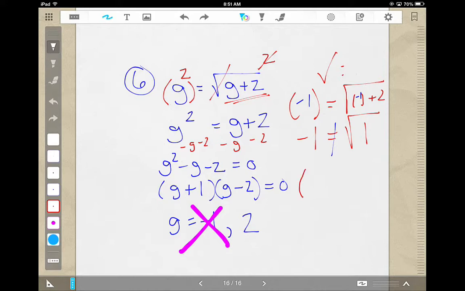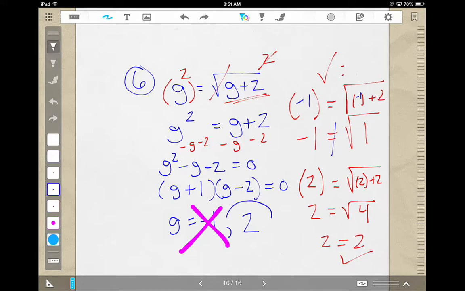So the left side of the equation was g, so we're going to put in 2. Does that equal the square root of g plus 2? This time I get the square root of 4, which does equal 2, and it checks. So here's a perfect example where one of the numbers will work. 2 is a solution to this equation, but negative 1 is not. So it's possible to get the quadratic giving me 2 solutions, but I have to check in the original equation to see if it works.